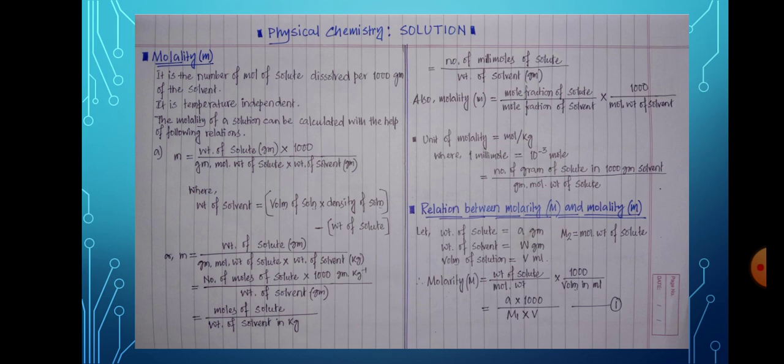that equals number of moles of solute into 1000 gram kg inverse divided by weight of solvent expressed in gram, that equals moles of solute divided by weight of solvent in kg, that equals number of millimoles of solute divided by weight of solvent in gram.